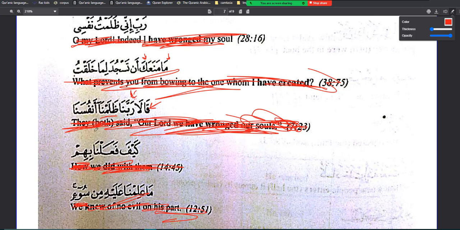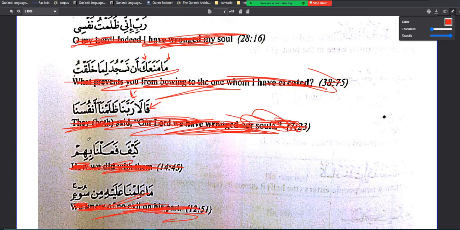Then we have "kayfa fa'alna bihim." Can you translate the whole ayah? What is kayfa? Fa'alna is, most of the time, we all did. Very good. So fa'alna most of the time in the Quran is for plural. Only very few times it's used for the two. You can say we all did. Kayfa is a question word we learned, how. Fa'alna, we all did.